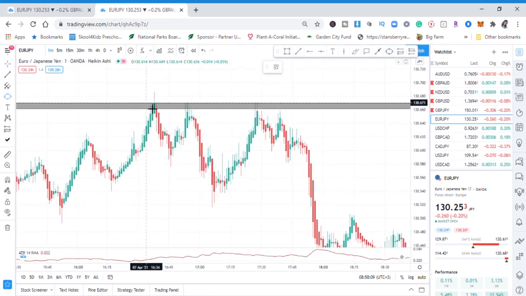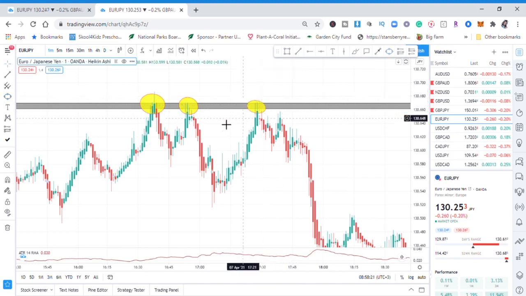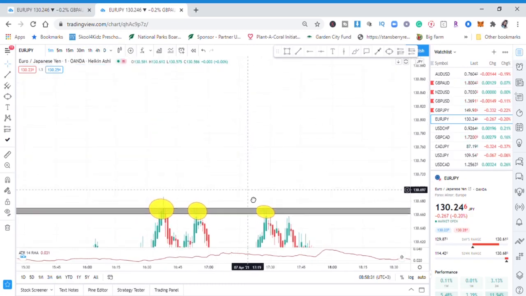First of all, how many times has it touched? It touched the same place once, then it came and touched again, twice, then it touched a third time. This is what we are looking for. We are looking where the 1 minute touches the same zone more than 3 times. And then now we apply our price action.